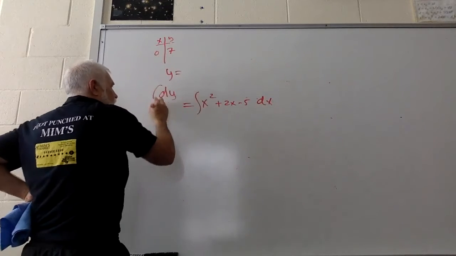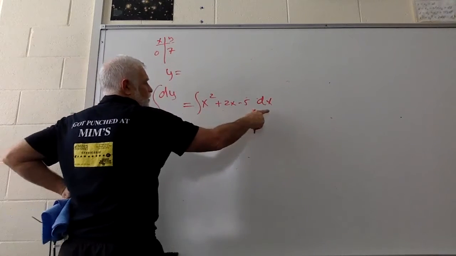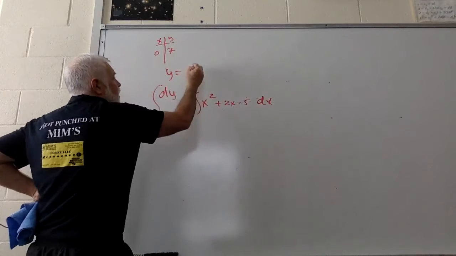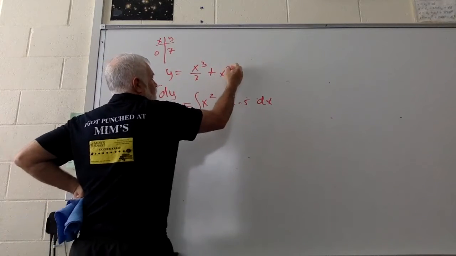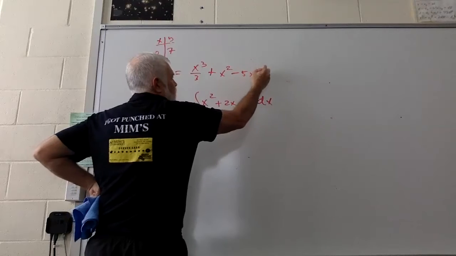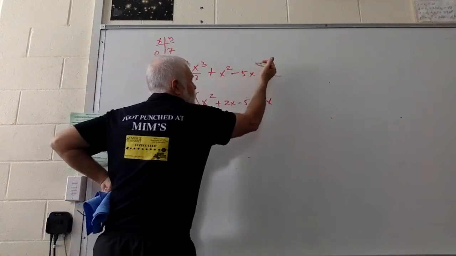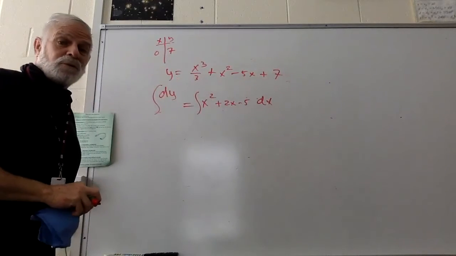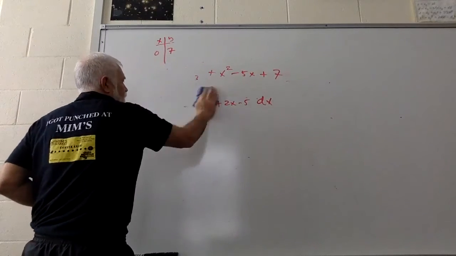Integration of dy gets me y plus c. Integration over here is going to get me something there plus c. We put our c's together. So I've got x to the 3 over 3, x squared, minus 5x plus c, and we know a 0 gets us a 7. We're done. I think that was our sixth problem. Two more. That's a differential equation.